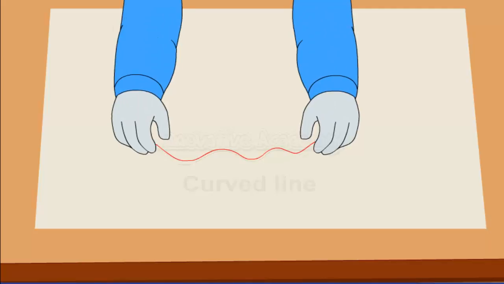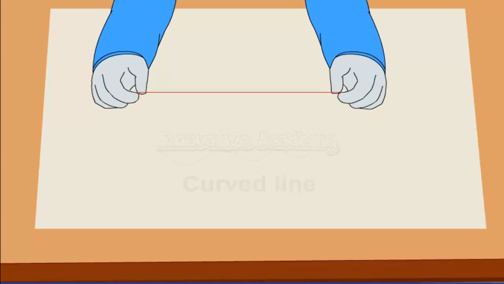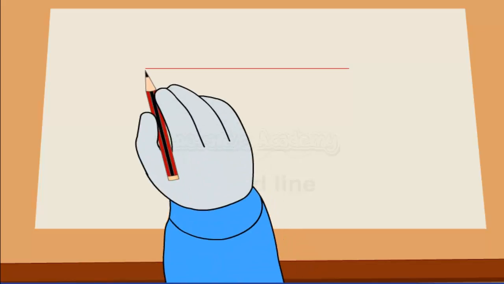Now let me stretch this thread. Now it becomes straight. Now let me draw a line along the thread. Now look at this line. What does it look like? It is straight. Yes, dear students, the line that is drawn along the straight thread is also straight. And this type of line is known as a straight line.